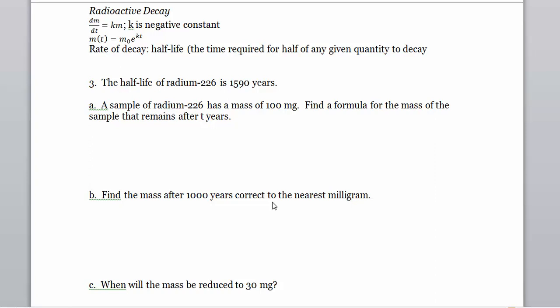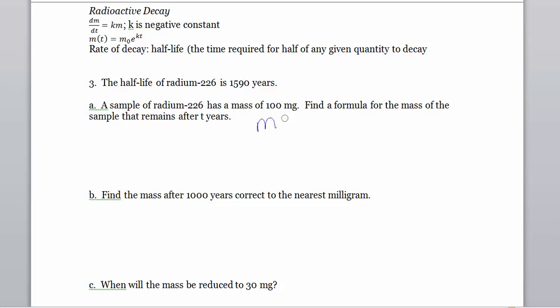If you read the first one, the half-life is 1,590 years. So that's how long it takes for this sample to be cut in half. Okay, so a sample, I start with 100 milligrams. Find a formula for the mass that remains after t years. So again, every problem, you could start with 2 points. You know you're starting with 100, so I'll use M for this problem. I hope you realize it's all the same. It doesn't matter what variable I use.